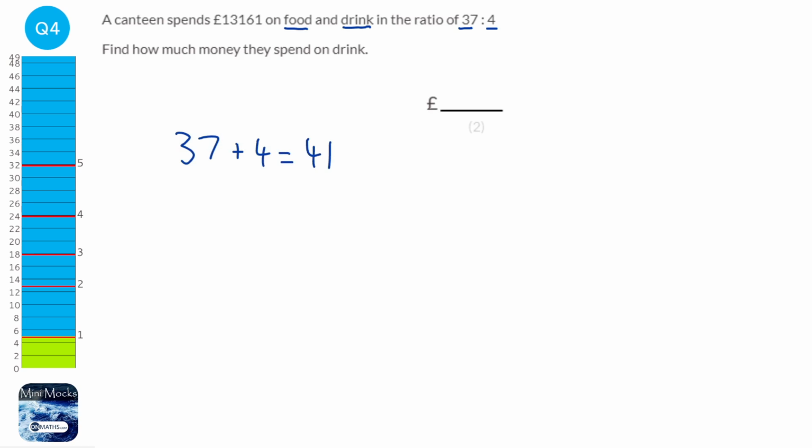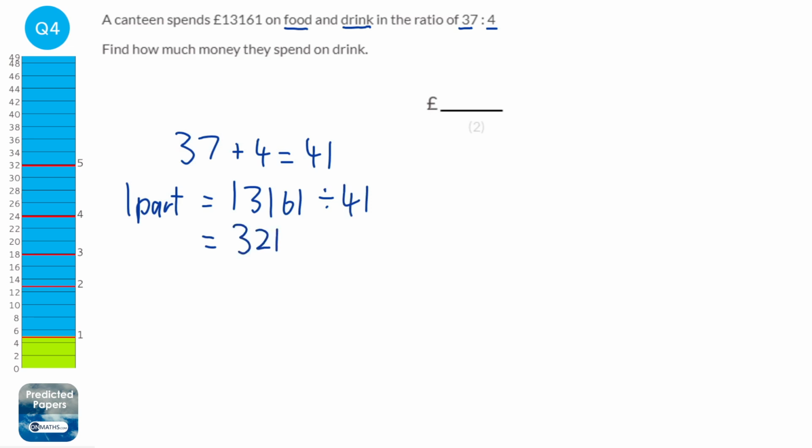Now each pile is equal, so to work out how much one pile or one part is worth, and in maths we call them parts, but they're just like piles of money, we're going to do 13,161, the total amount of money, and divide it by how many piles there are, which is 41. When we do that, we get 321. So each pile is worth 321 pounds.